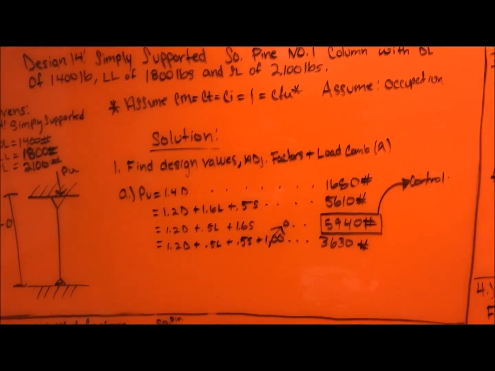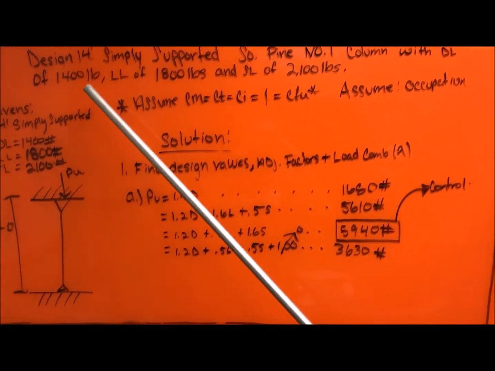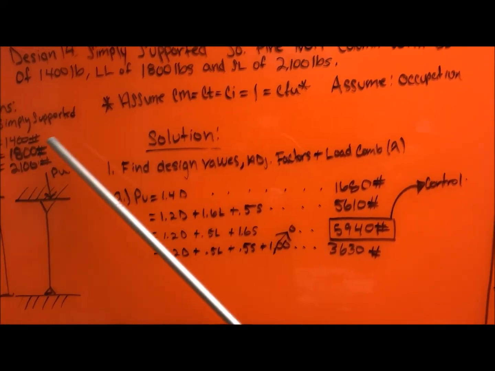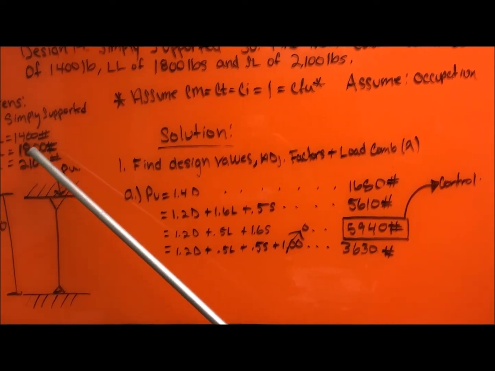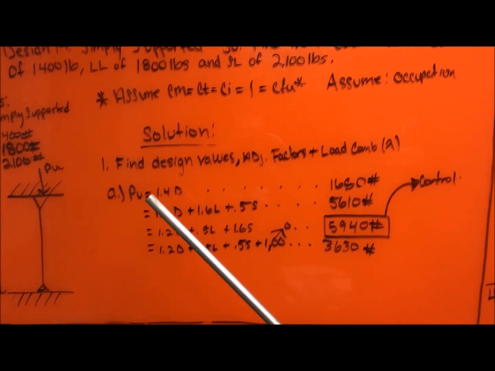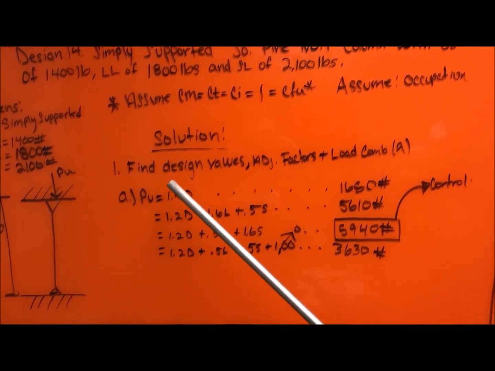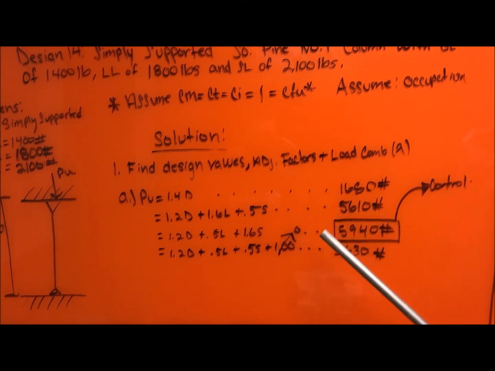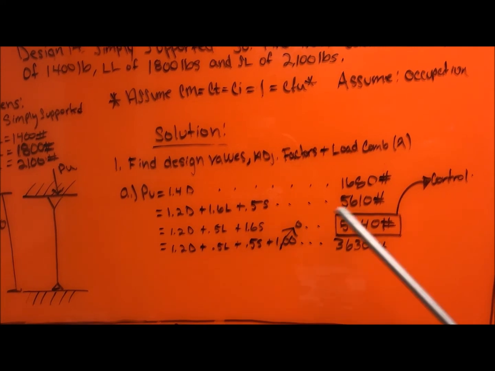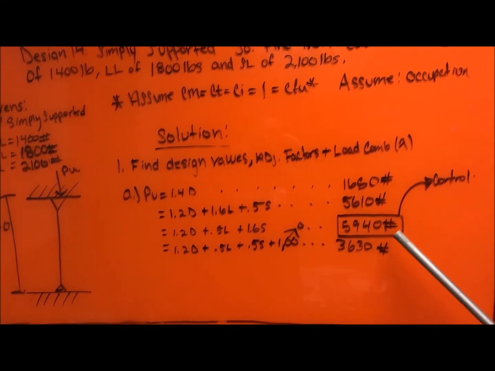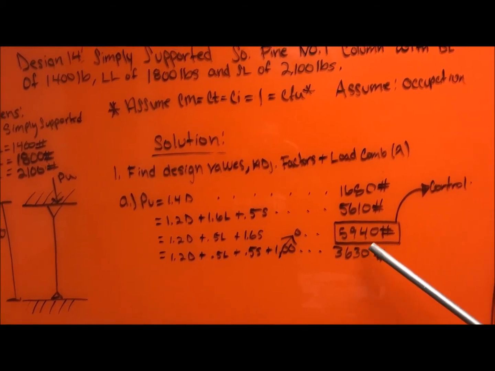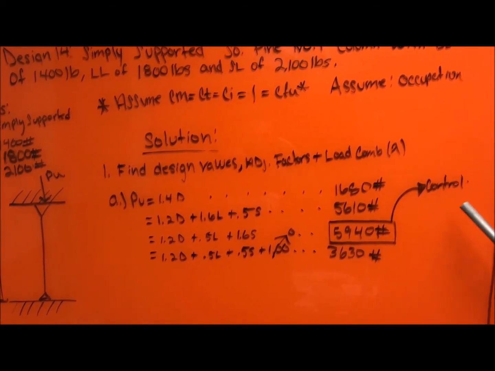So we designed the column with these known statements. Design a 14-foot simply supported southern pine number 1 column with these givens: dead load of 1400 pounds, a live load of 1800 pounds, and then a snow load of 2100 pounds. The first step in solving this problem is to find the design values, adjustment factors, and load combinations. For the sake of the video, we went ahead and solved for these design loads with the given statement. So our 5,940 pounds will be our control.